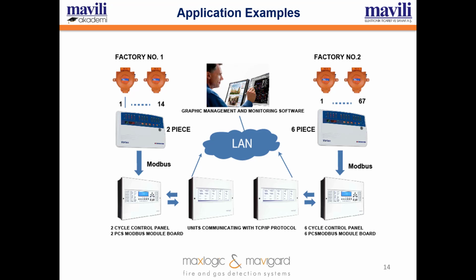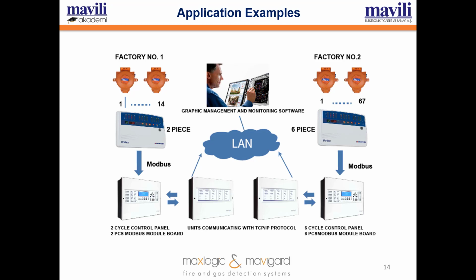And this is another application example and another project for industrial areas. In this project, Vestel has a complex production facility and there are 2 factories in this facility. Methane detection is done in the factories. In the project, it's requested that the detection system be monitored from a center. There are 14 methane gas detectors in one factory and 67 in the other.